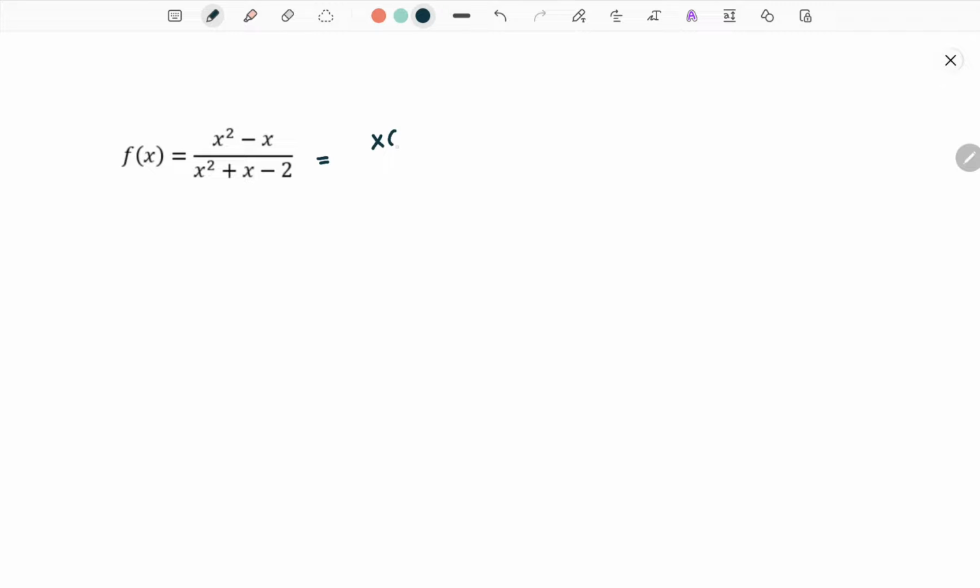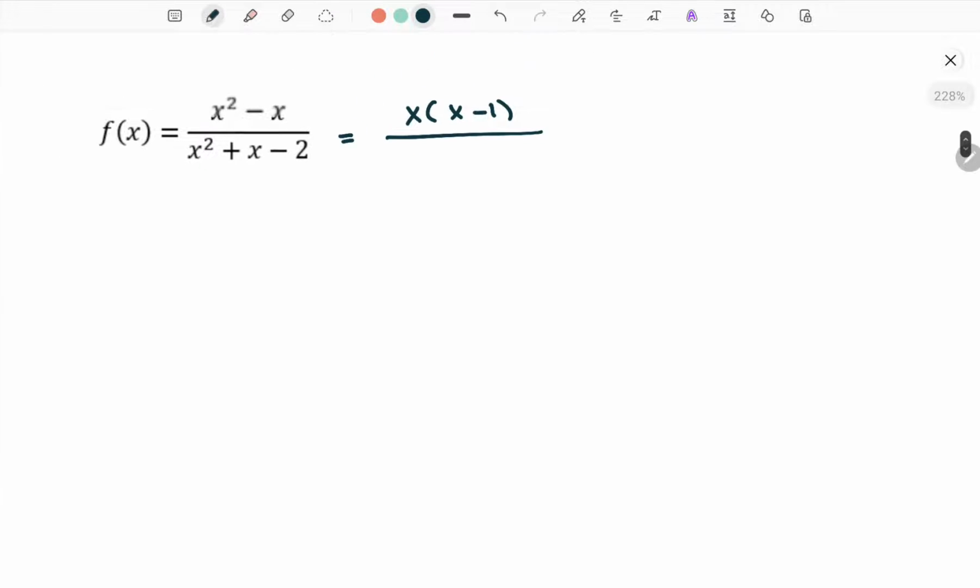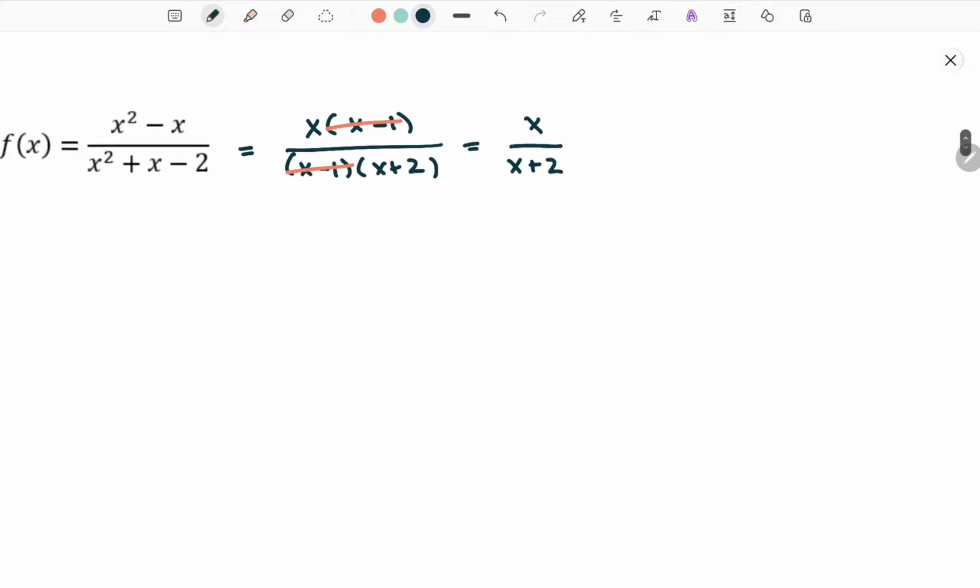So I'm going to factor. So f of x is actually x times x minus 1. And then on the bottom, it's also an x minus 1 times an x plus 2, which is going to get me x squared plus x minus 2. Notice I have some common factors. And so when I simplify this, f of x is really x over x plus 2.